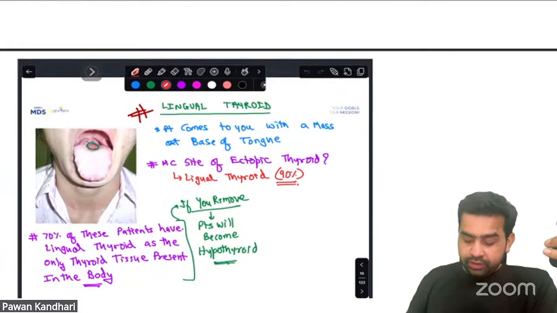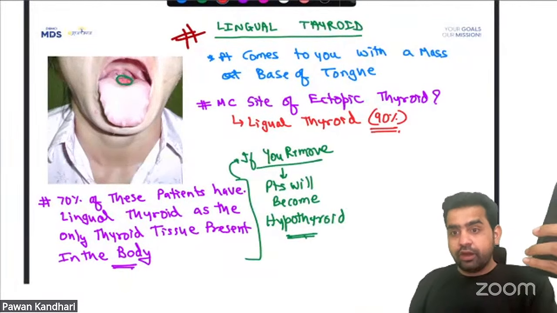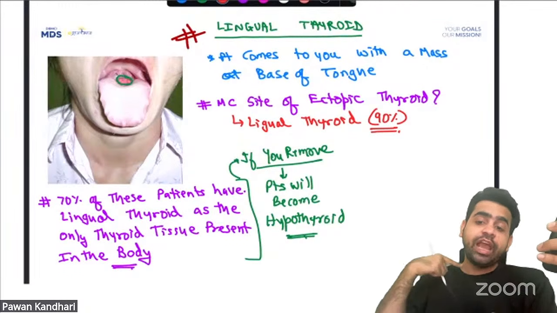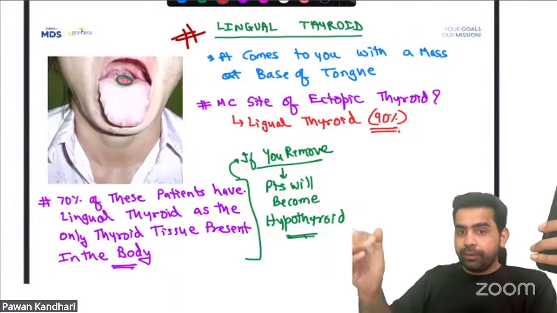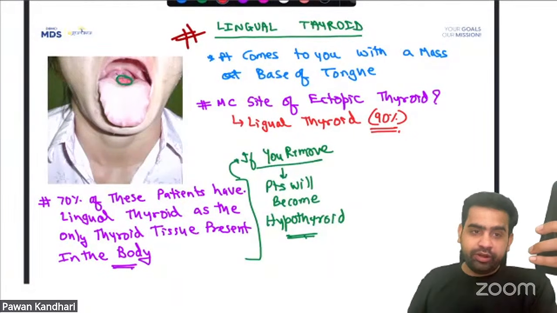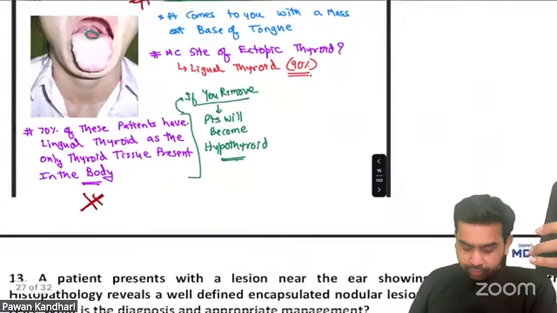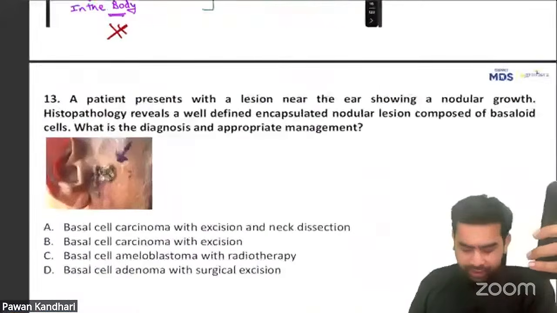Now, another prospective question which can be asked to you: before you perform the surgery in the lingual thyroid, what you need to do? You need to perform a neck ultrasound, because you want to see whether the thyroid is there or not. Because if the thyroid is not there and you remove the lingual thyroid, the patient will land up into hypothyroidism. Okay, so 70% of the patients have lingual thyroid tissue. Lingual thyroid is an important topic. Go and read that now.